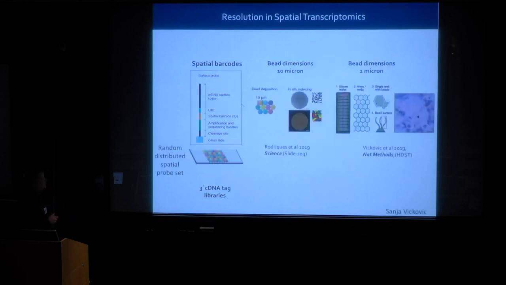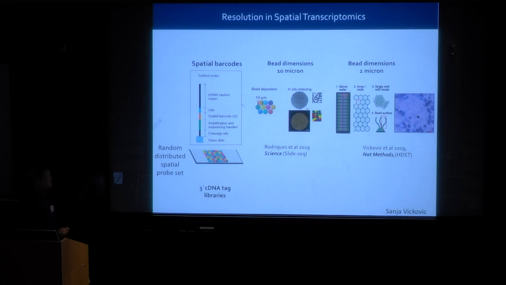So recently there have been 2 publications that have tried to increase the resolution by using beads instead of a glass surface. And these beads have different dimensions. In the first publication by a team at Broad, the size of the beads was 10 micron. And we, together with Rich and Tarmo, also have a recent paper where we use 2 micron beads. So you could actually capture the mRNA in much finer detail.